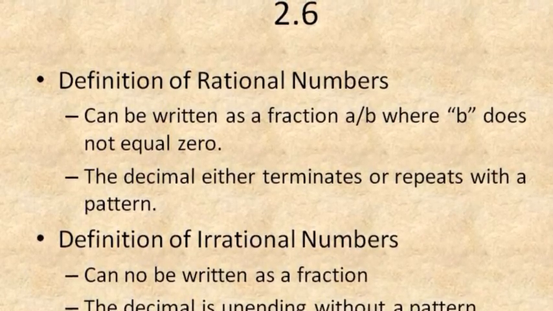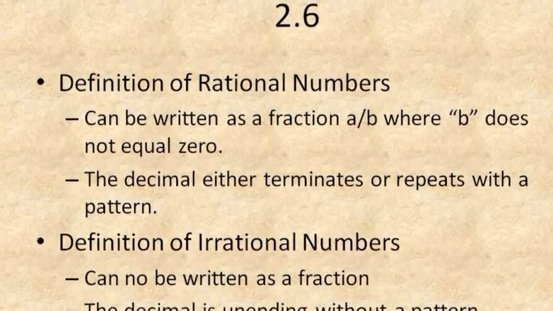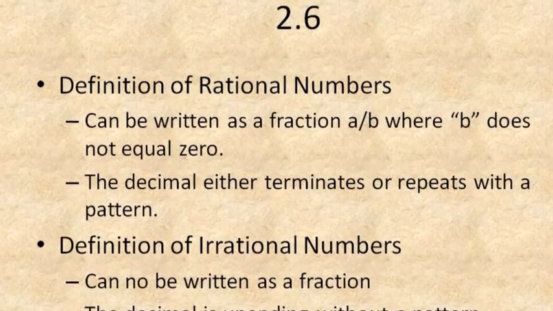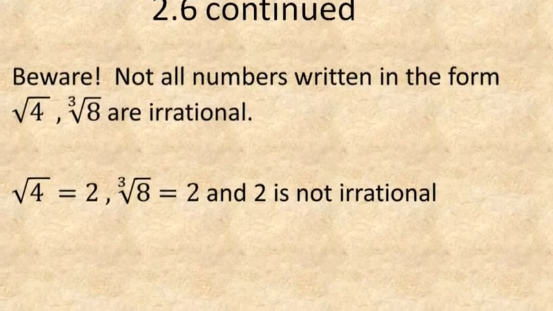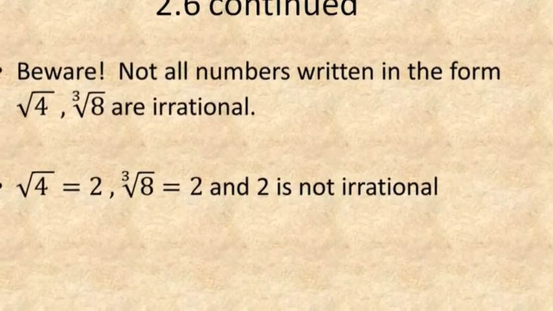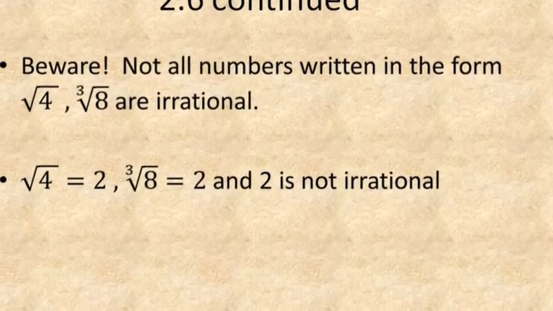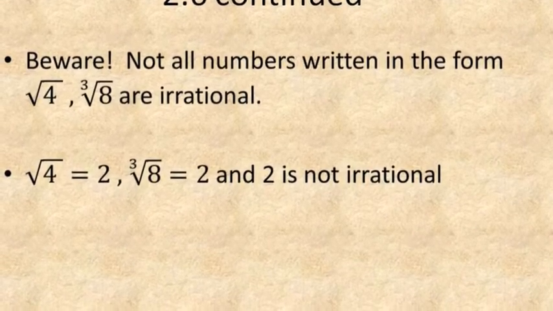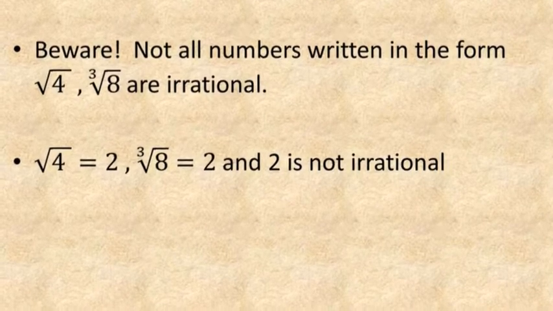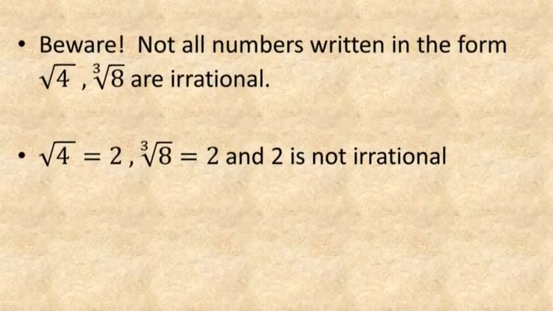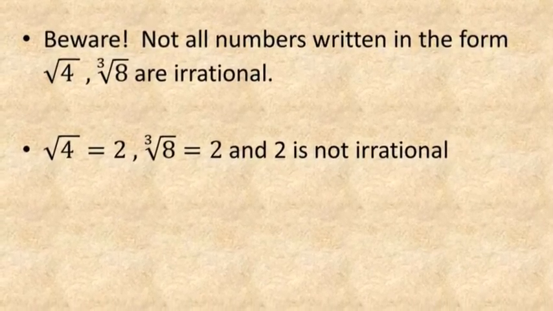Examples of this would be square root of 2, pi, something like that. Now, beware, not all numbers written in the form with the radical sign are in fact irrational, such as the square root of 4, the cube root of 8. Because they can be simplified to be the number 2, they are considered rational. They can be rewritten as a number that qualifies as a rational number.